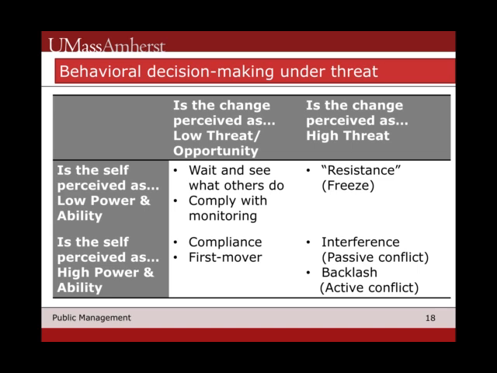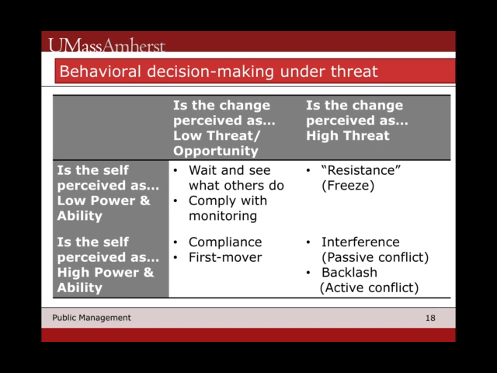Now, the next question becomes, what happens whenever people perceive something as high threat? If they perceive themselves as low power and low ability, they tend to just freeze up and do nothing. This is exactly what we see in Michigan, right? All of the lower level managers who don't perceive themselves as having a lot of power perceive this change as high threat, because basically their managers are saying one thing and then doing another. They're going to freeze up and just do nothing. And then they'll get yelled at for being resistant to change.